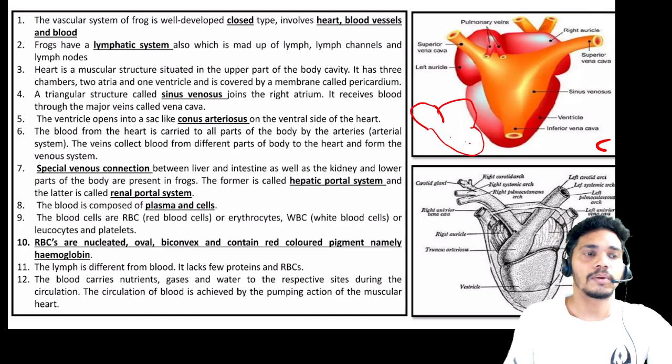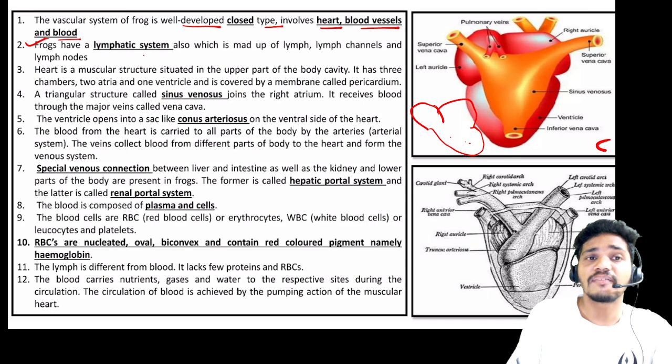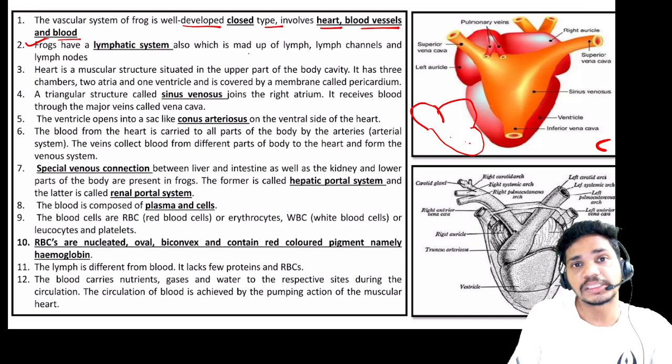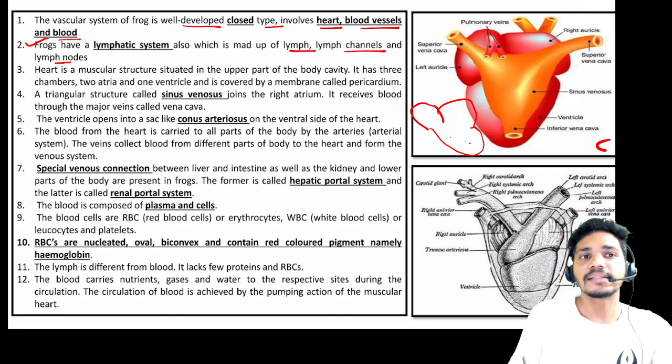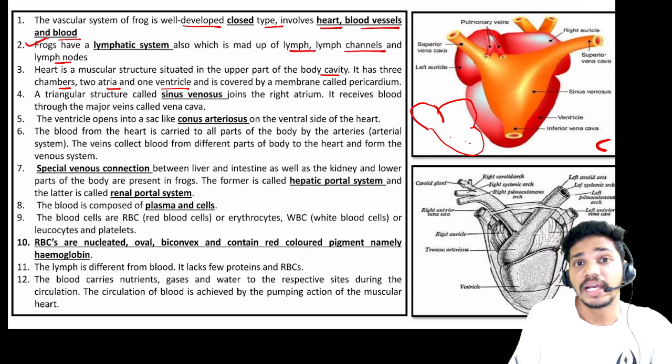The vascular system of frog is well developed, closed type, and involves the heart, blood vessels, and the blood. Frogs have a lymphatic system also, which is made up of lymph channels and lymph nodes. The heart is a muscular structure situated in the upper part of the body cavity. It has three chambers, two atria and one ventricle, that's why it's called three chamber, right? It is covered by a membrane called pericardium.